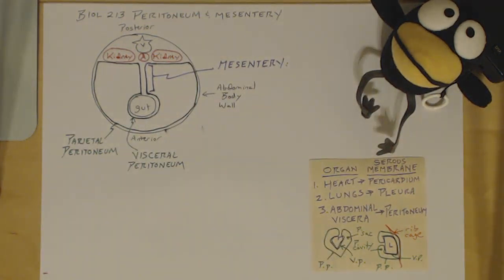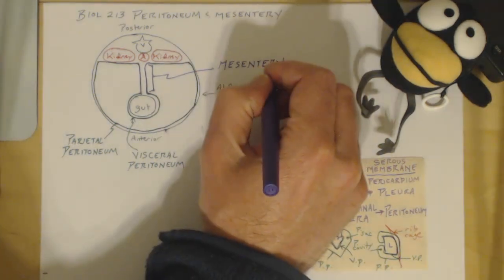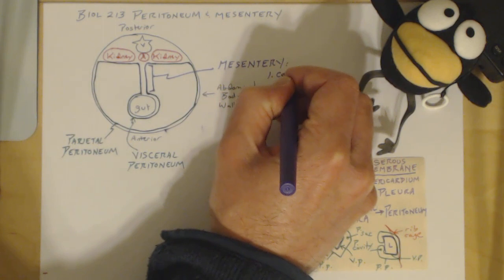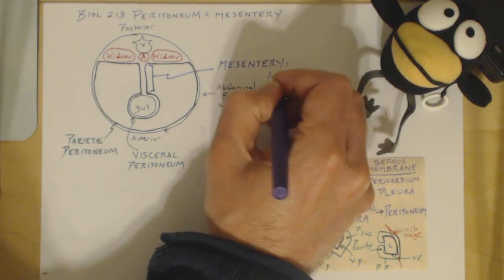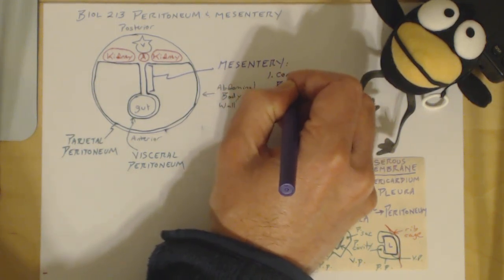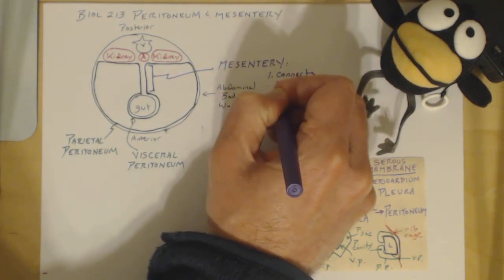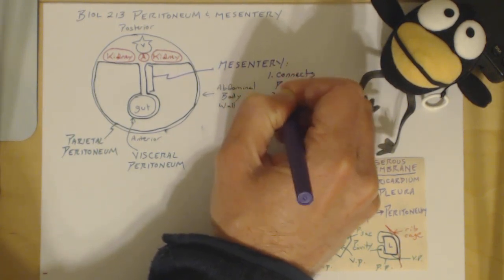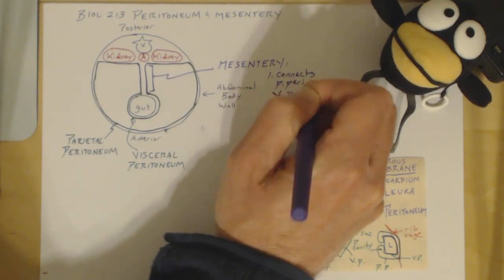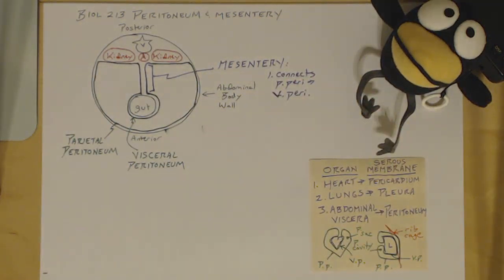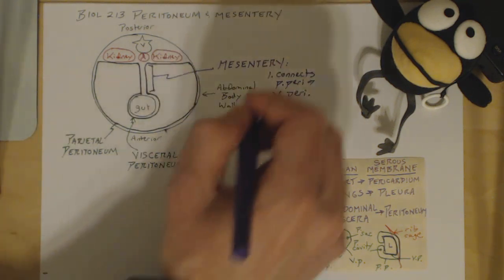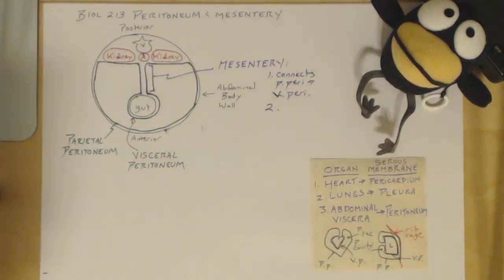So for the purpose of this course, at this level of the game, mesentery basically serves two functions. It connects the parietal peritoneum with the visceral peritoneum, and it also has a second purpose.